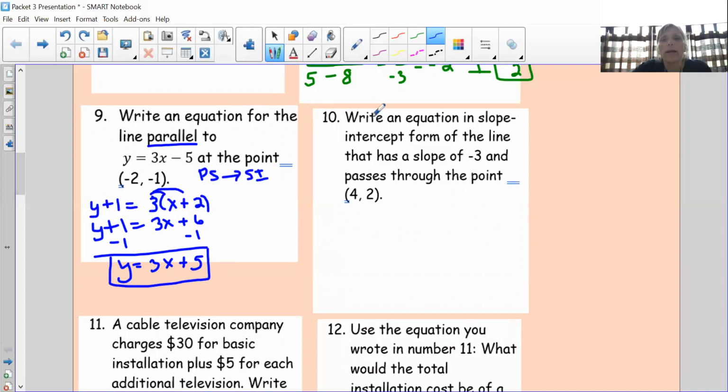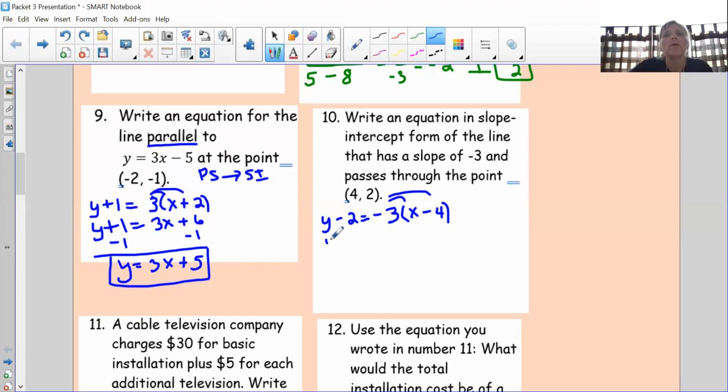Okay, number 10, write an equation in slope-intercept form of the line that has the slope of -3 and passes through this point. Okay, so here we go. We need the same formula, and our slope is not changed, so we keep -3 for slope. So I'm going to say y minus 2 equals -3. Okay, and then x minus, and the x1 value is 4. Okay, going to distribute, and then I'm going to add away 2.